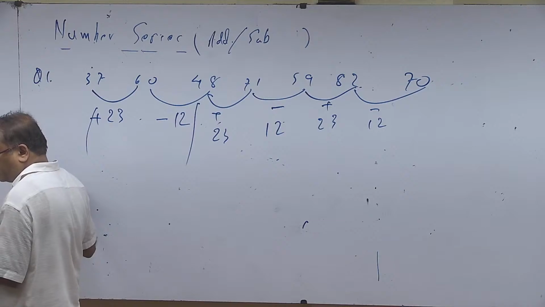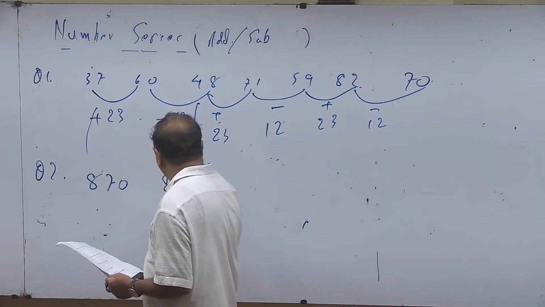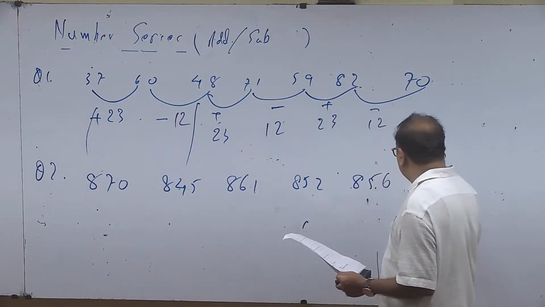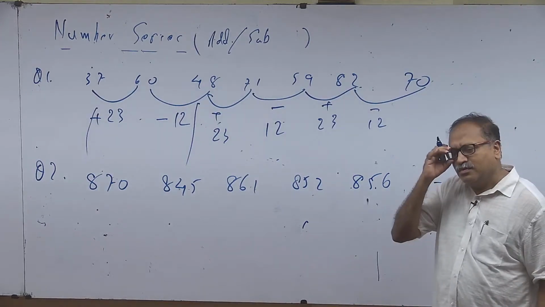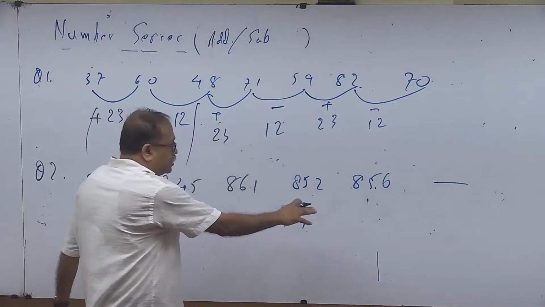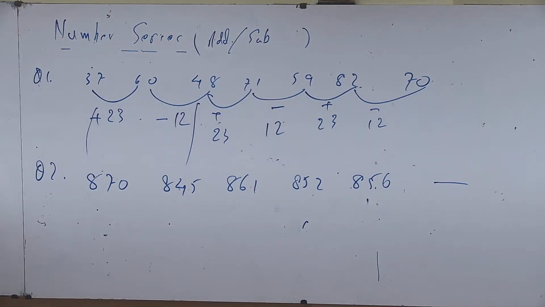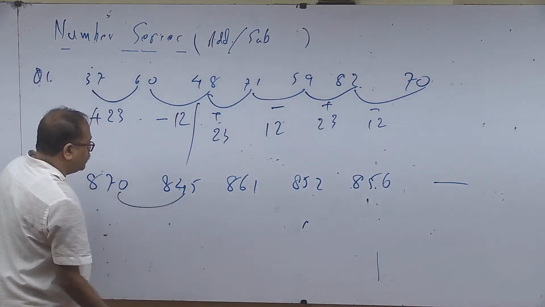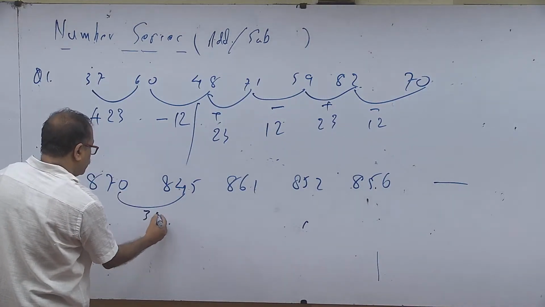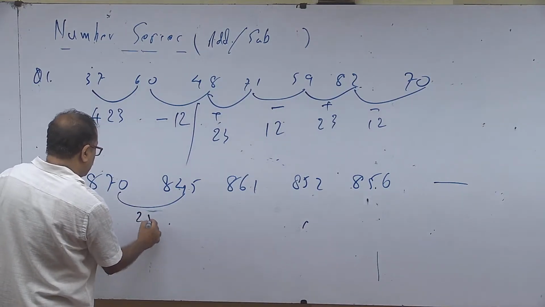That's question 2, which is 870, 845, 861, 852, 856 and dash. Again I notice that the number is decreasing, then followed by increases, again decreases and again increases. So take the difference, and that has to be as fast as possible. So from here to here it is 25 and 35. No, it is 25. So you are subtracting 25.